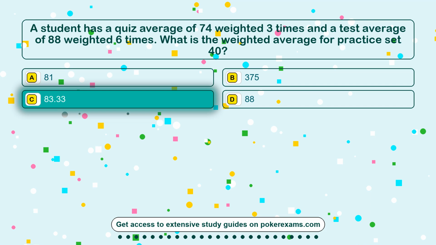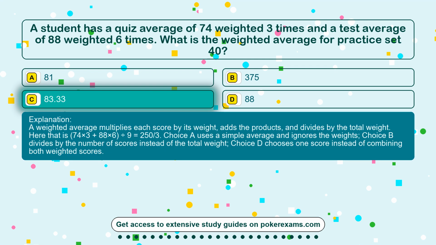The correct answer is option C, 83.33. A weighted average multiplies each score by its weight, adds the products, and divides by the total weight. Here that is 74 times 3 plus 88 times 6, divided by 9 equals 250/3. Choice A uses a simple average and ignores the weights, choice B divides by the number of scores instead of the total weight, choice D chooses one score instead of combining both weighted scores.